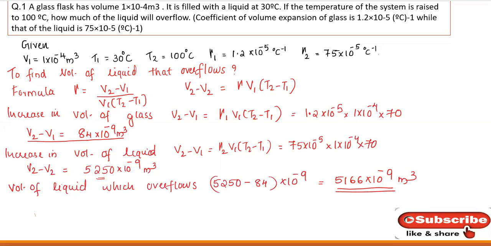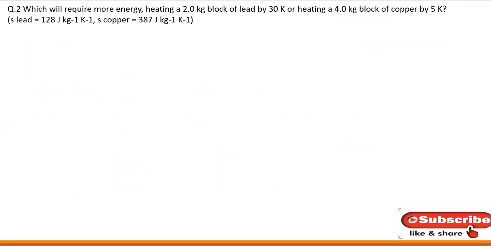I hope you all understood the solution. Let us solve the next question. Which will require more energy: heating a 2 kilogram block of lead by 30 Kelvin, or heating a 4 kilogram block of copper by 5 Kelvin? The specific heat of lead is given as 128 joule per Kelvin per kilogram, and the specific heat of copper is 387 joule per kilogram Kelvin. So first we will write what is given.